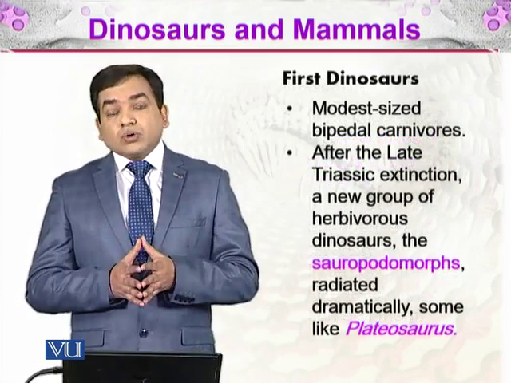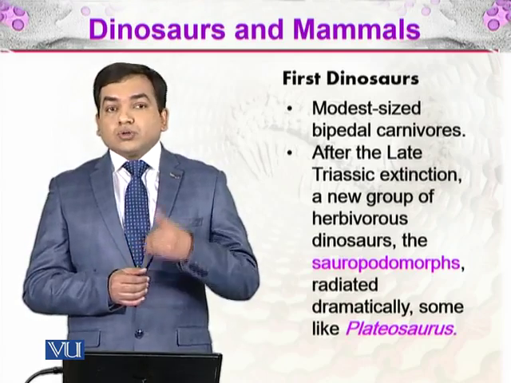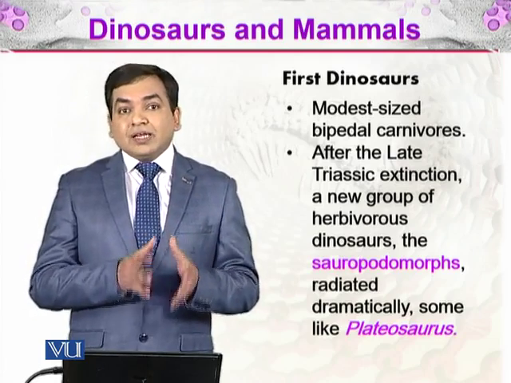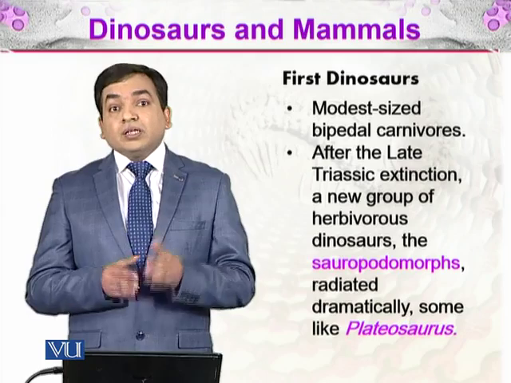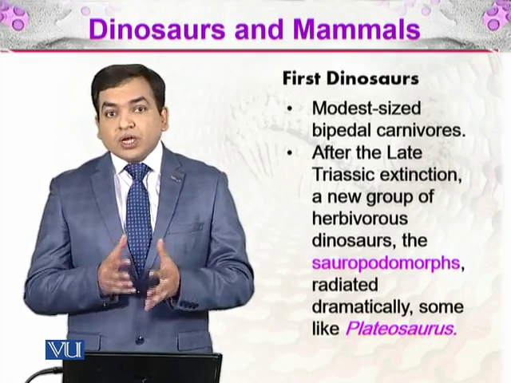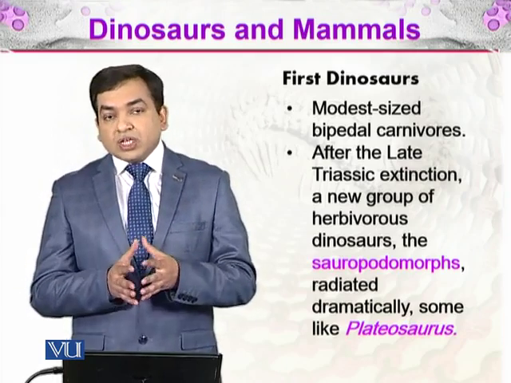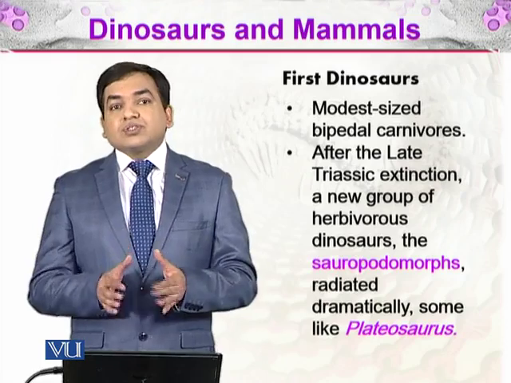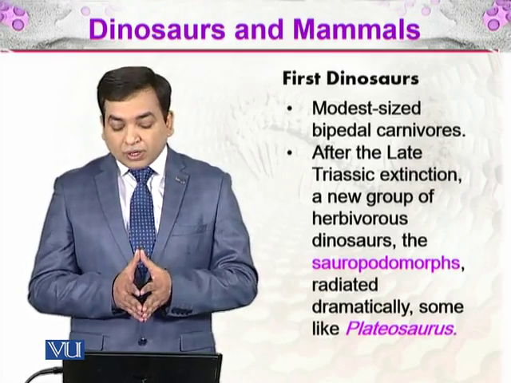The first dinosaurs were modest-sized bipedal carnivores. So if we see those early diapsid carnivorous animals, they were bipedal. What does bipedal mean? Bi means two, pedal means foot. So they were living on two feet. They were not using all four limbs to walk on the surface of Earth.